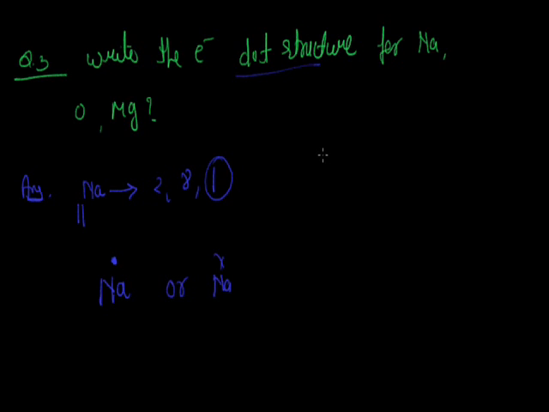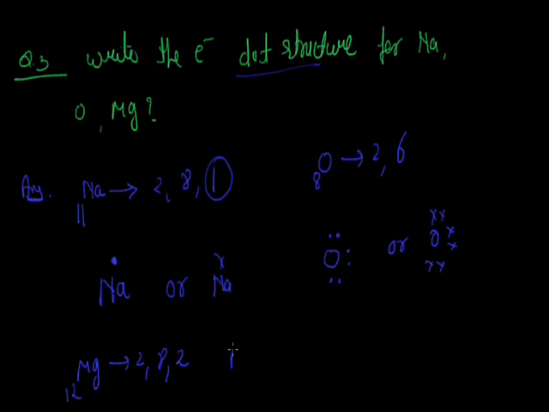The second element is oxygen. Its atomic number is 8, which means 2, 6. The electron dot structure of oxygen has 1, 2, 3, 4, 5, 6 electrons, or it can be drawn like this with 1, 2, 3, 4, 5, 6. The third element is magnesium, Mg. Its atomic number is 12, so 2, 8, 2. Magnesium has two valence electrons. So these are all the electron dot structures.